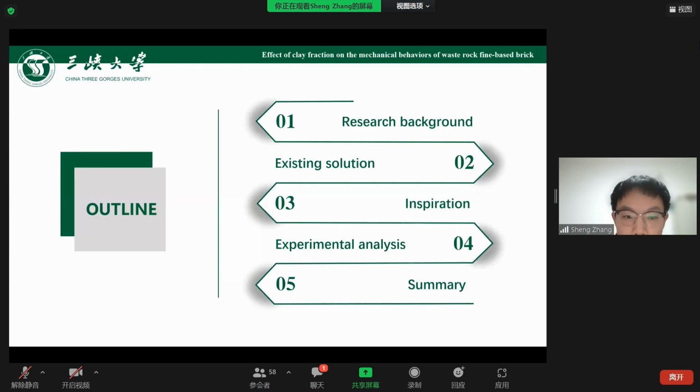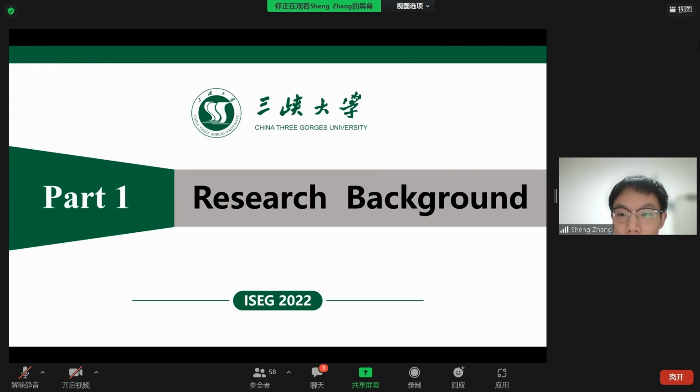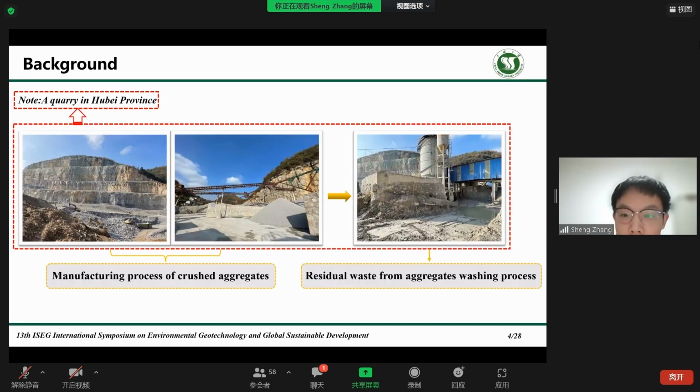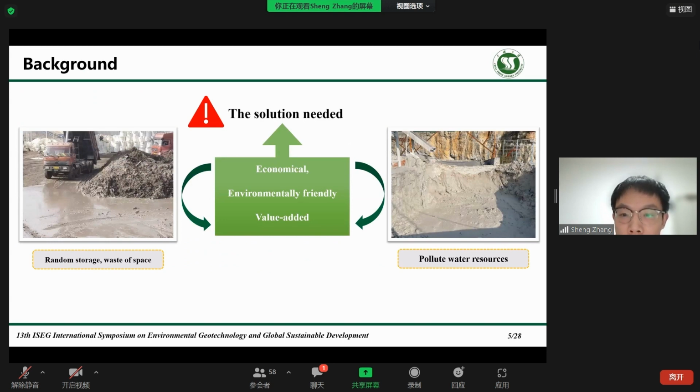First one, research background. We found in Yichang, Hubei province that a large amount of waste rock fine and water mixture was produced in the process of rock milling, in the form of slurry. Because there was no proper disposal method, these rock fine were piled up in the open air, occupying a large area. At the same time, affected by rain, a large amount of rock fine moved with water, causing pollution to nearby water sources. And some rock fine was washed by water, damaging farmland. Therefore, the problem of waste rock fine needs to be solved urgently.